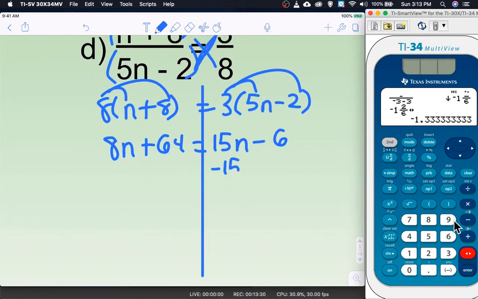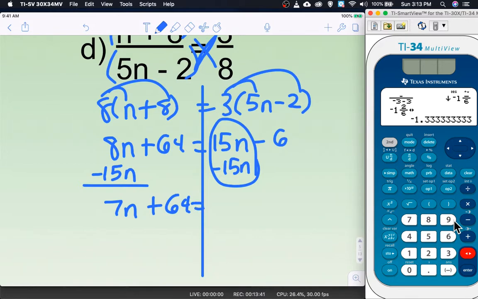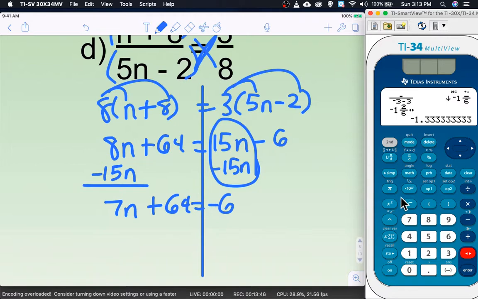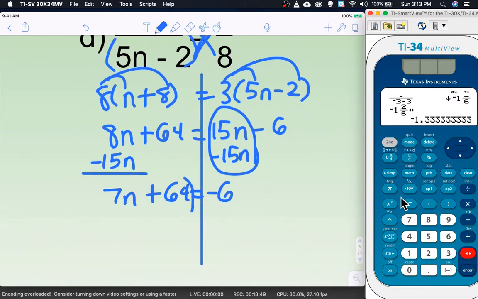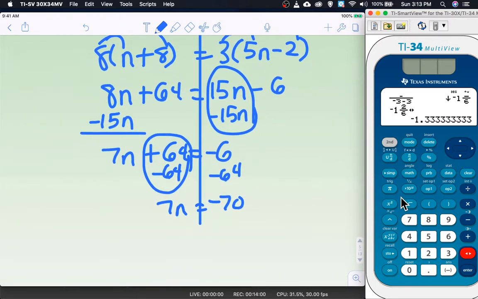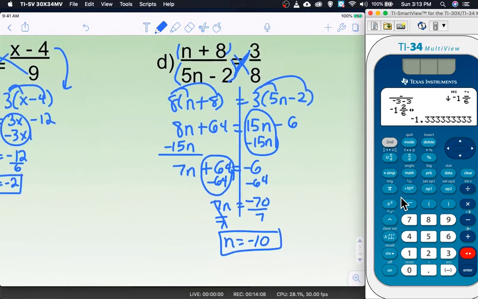So I get rid of the variable on the right by subtracting to get rid of the positive 15. 8n minus 15n is a 7n plus 64 equals -6. Again, make sure you keep your negative. Don't drop it. And now I solve. I get rid of a plus 64 by subtracting 64 on both sides. 7n equals -70. Divide by 7 on both sides to cancel out the multiply. And n equals -10. And there we go.